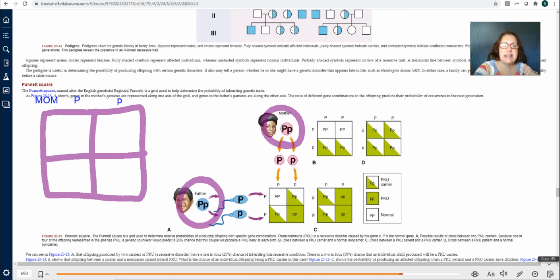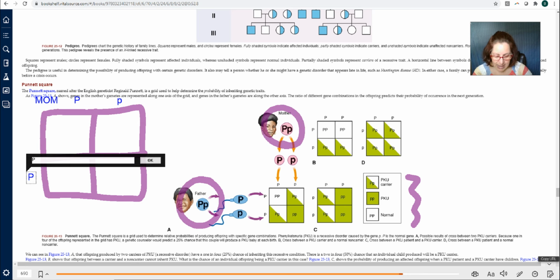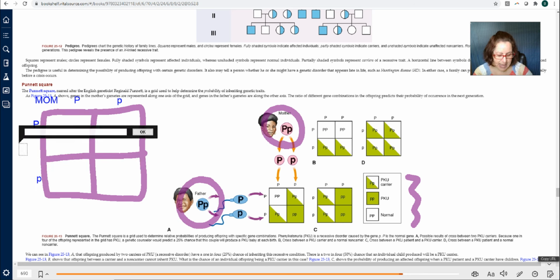Okay? So this example here is talking about phenylketonuria, PKU. And the capital P is a healthy protein. The lowercase is having PKU. And so mom doesn't have it, but she carries it. And she may not even know it. Now dad also has a capital P and a lowercase p. And I'm just going to write dad over here. Okay.